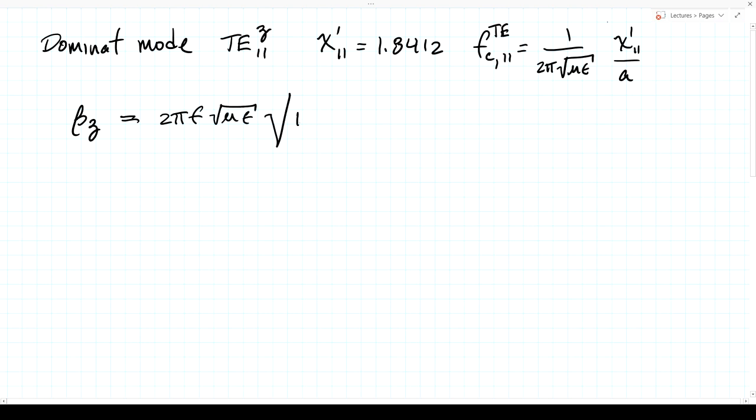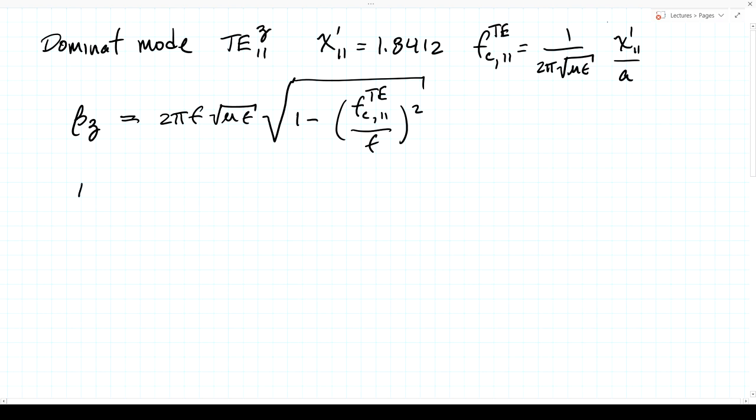times the square root of 1 minus its cutoff frequency over the operating frequency squared. That's your beta z, and that of course makes it clear that when f is equal to the cutoff frequency, this is 1 minus 1, and beta z goes to 0. So for this special case, m is equal to 1.